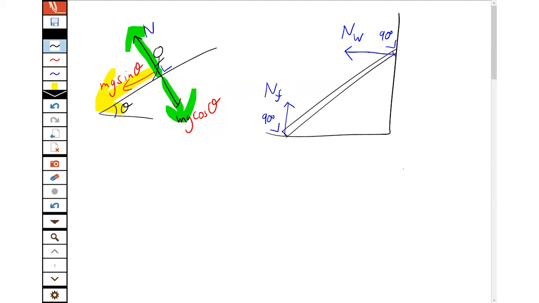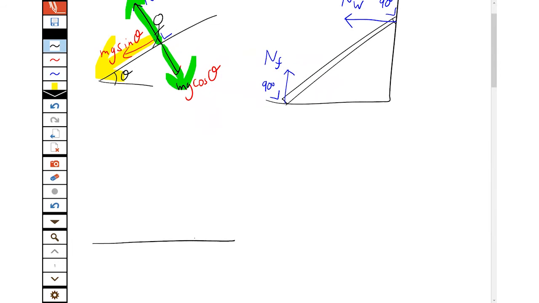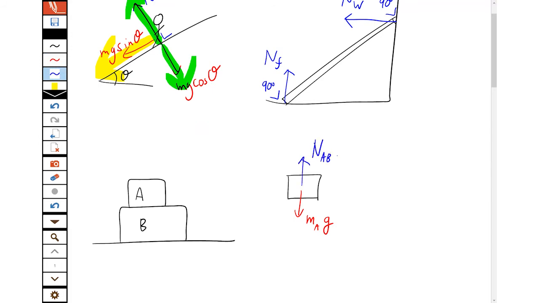Another interesting case is where you have multiple blocks stacked on top of each other or beside each other, because they will exert a normal force on each other. If I look at A, it will feel its weight down, the mass of A times the acceleration due to gravity, and the normal force between A and B up. And you'd always look at the furthest out block first because it's got the least going on.